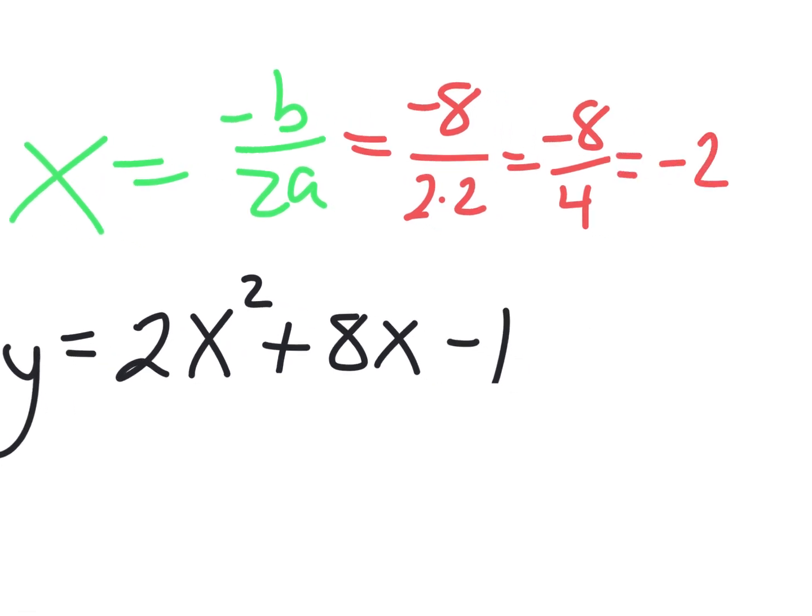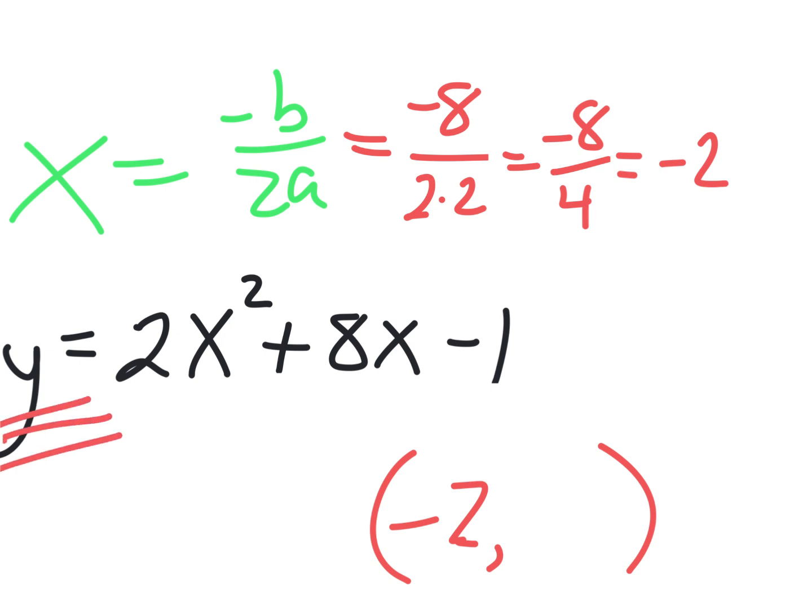negative 2. How many of you already had negative 2? Cool. Then you have the first part of the vertex. Now stick it in the equation to figure out the other part. Because it says right here, y equals, so it'll tell you what y equals.